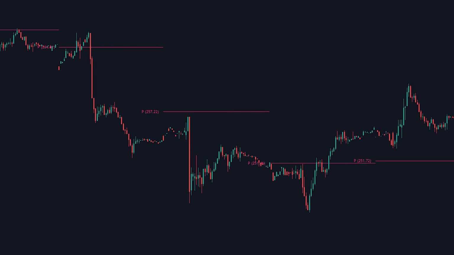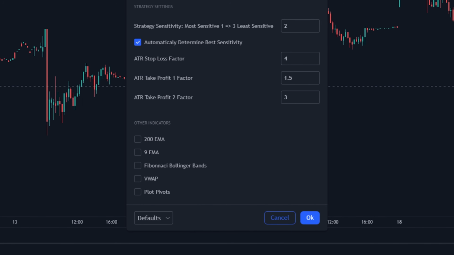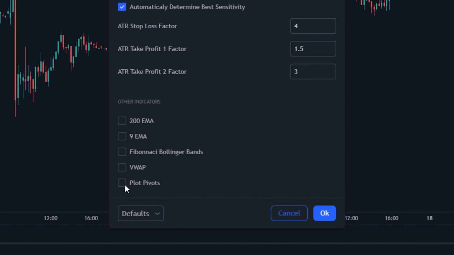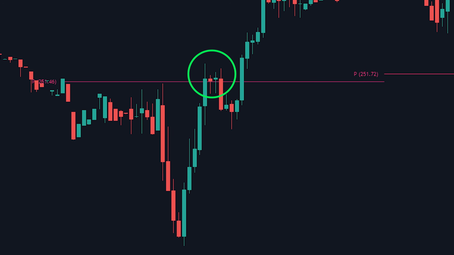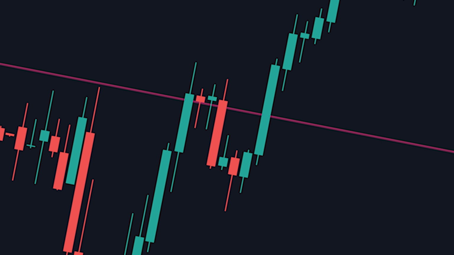You can also do the same type of thing with pivot points, which we actually pre-built in the indicator with many others. Now these are daily pivot points, which means price usually respects them pretty heavily. So they can also be great support and resistances and potential take profit points.